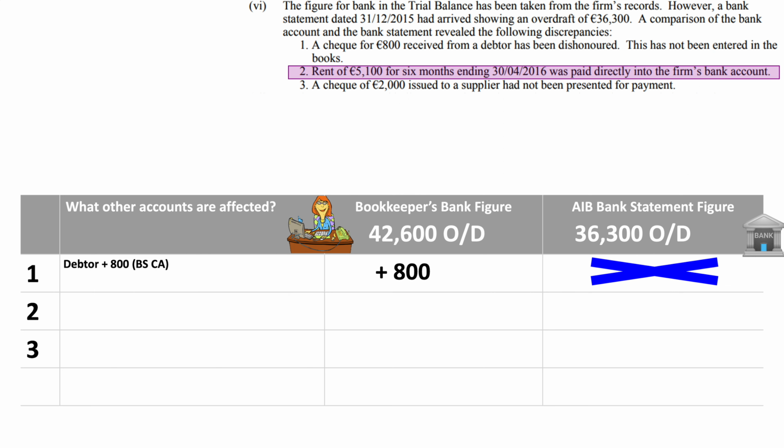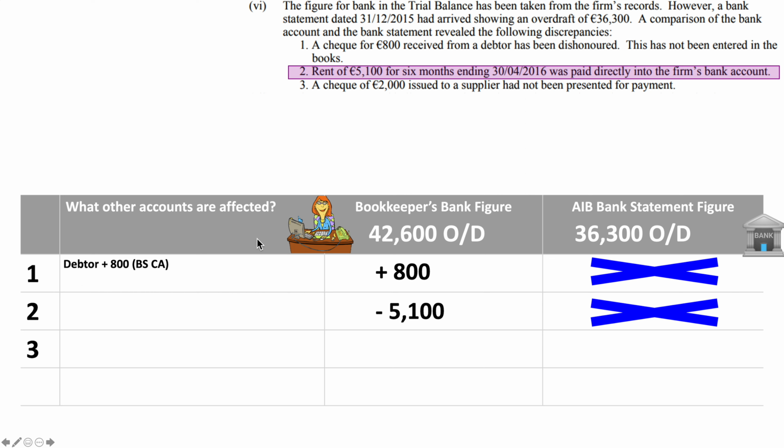Okay, number 2, rent of 5,100 for 6 months ending 30th of the 4th, 2016 was paid directly into the firm's bank account. All right, so let's read that again. Rent of 5,100 for 6 months ending 30th of the 4th, 2016 was paid directly into the firm's bank account. Okay, who knew about that? AIB Bank knew about that, right? If 5,100 came into the firm's bank account, that is going to reduce the overdraft by 5,100.